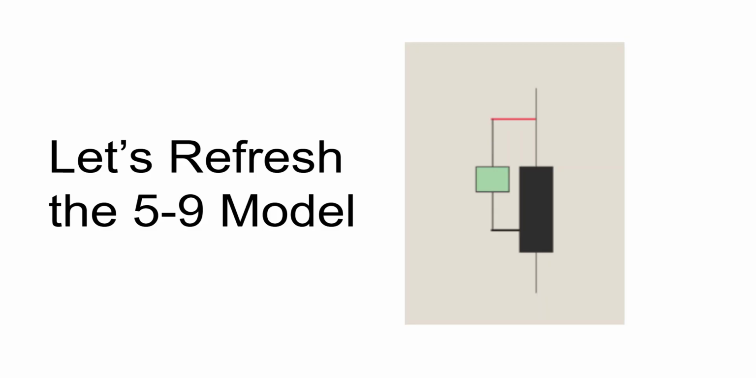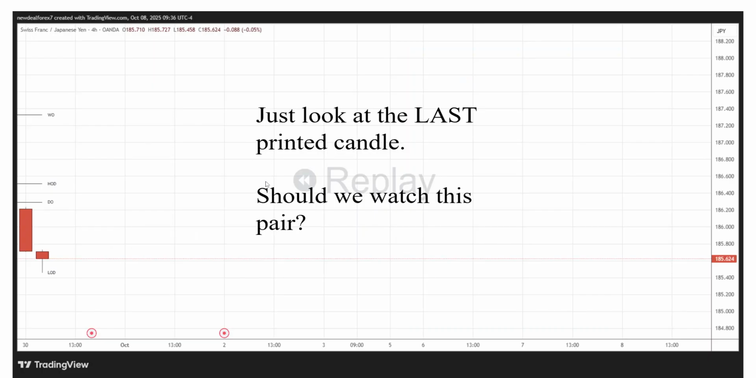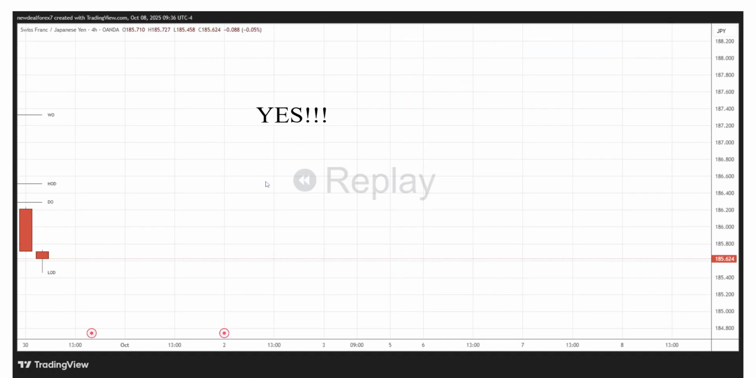You don't mark every single 5 a.m. candle. The catch is this point right here has to be the current high of day. And then between 9 and 1, a new high of day has to be created and then price closes inside of it. So you don't mark every single 5 a.m. candle. We're looking for high of day and low of day. All right, so here we go. Should we watch this pair? I'm going to go ahead and just say yes.